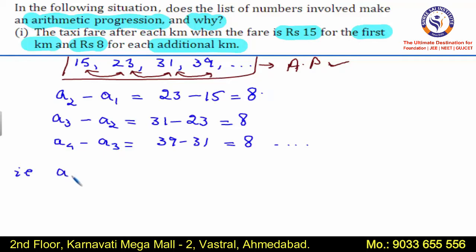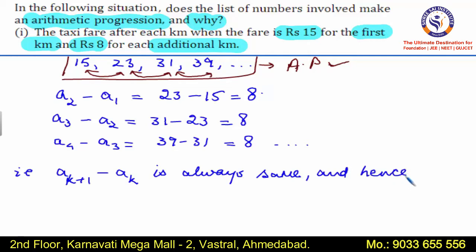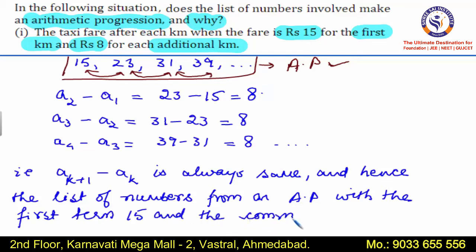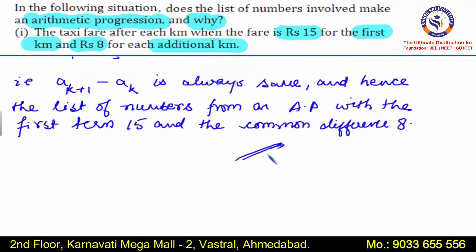That is, A(k+1) minus A(k) is always same, and hence the list of numbers form an AP with the first term 15 and the common difference 8. So, this completes the solution.